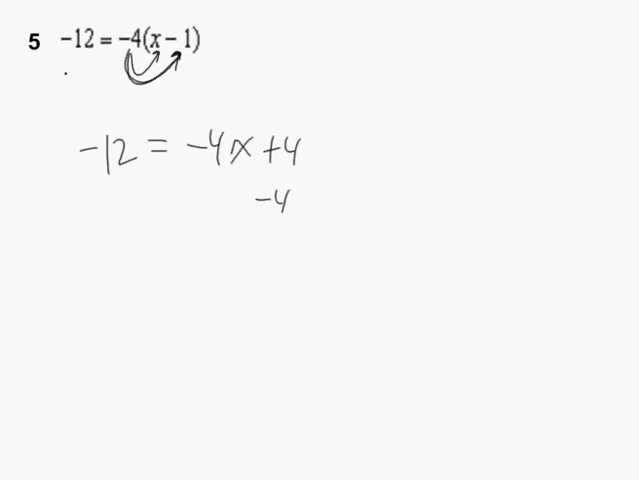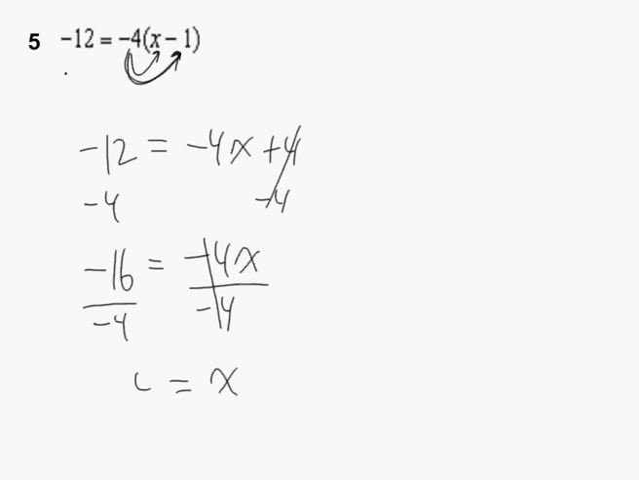I would subtract 4 from both sides to get rid of my constant. -4x equals -16. Divide both sides by -4. And x would equal +4, because -16 divided by -4 is +4.